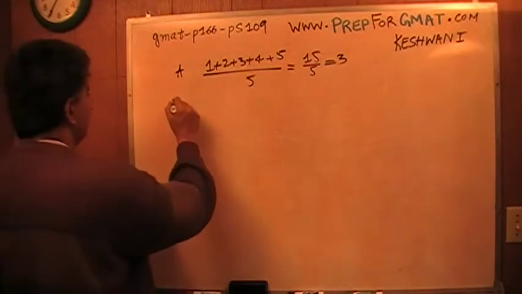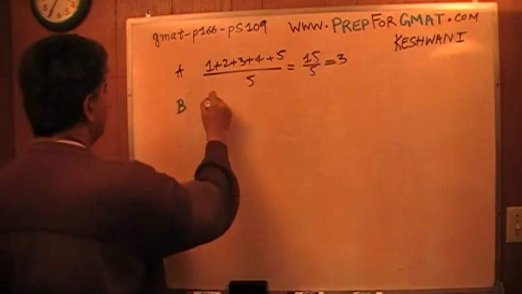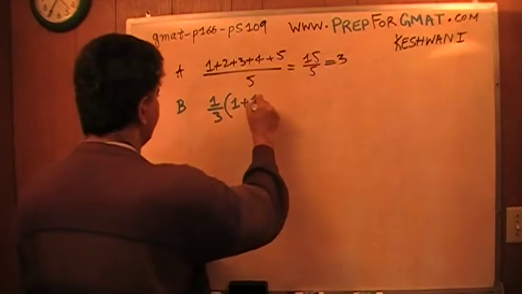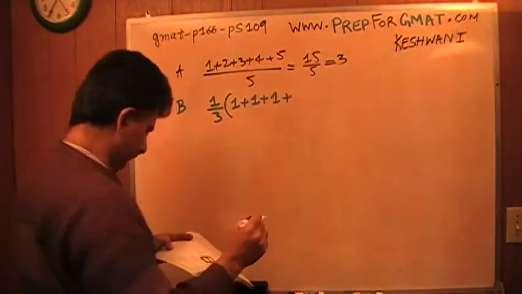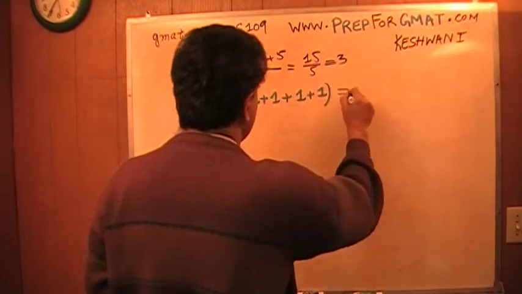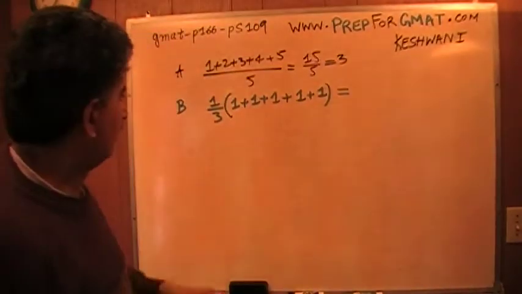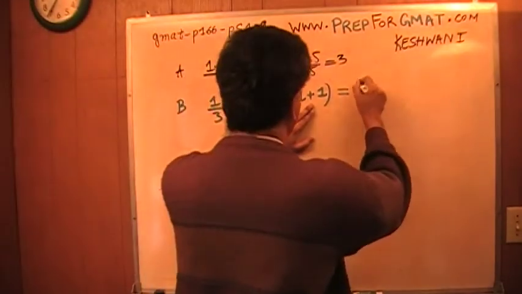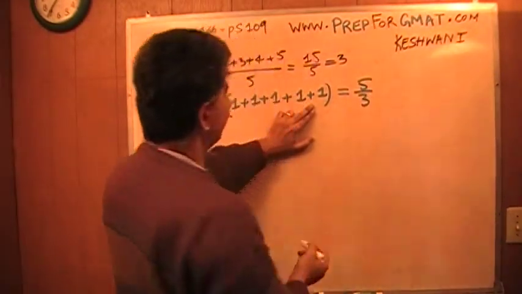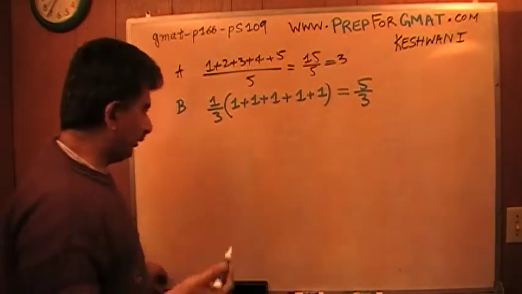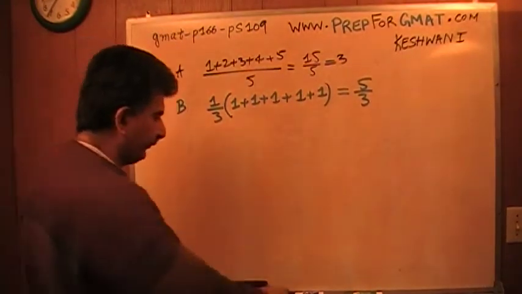The second statement says B is 1/3 times 1 plus 1 plus 1 plus 1 plus 1, five ones. So what is that equal to? Well, it's 1 plus 1 plus 1 plus 1 plus 1, that's 5. It's just 5/3. Since 5/3 is different from 3, I really don't know which one to keep and which one to throw out until I try one more.